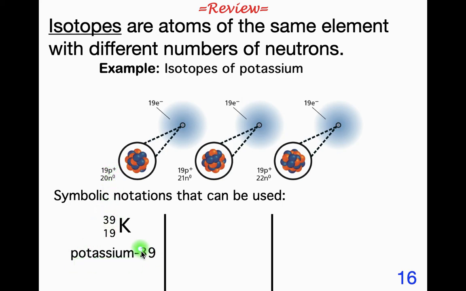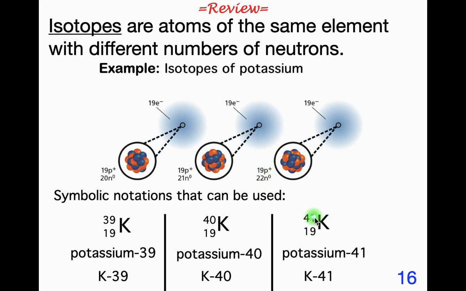So potassium-39, that's the mass number. An even simpler way of writing it is the symbol for the element, hyphen, mass number, so K-39. To distinguish between these 3 isotopes, all we need to do is change the mass number. Here the mass number would be 40, 19 plus 21, and here 19 plus 22 would be 41.